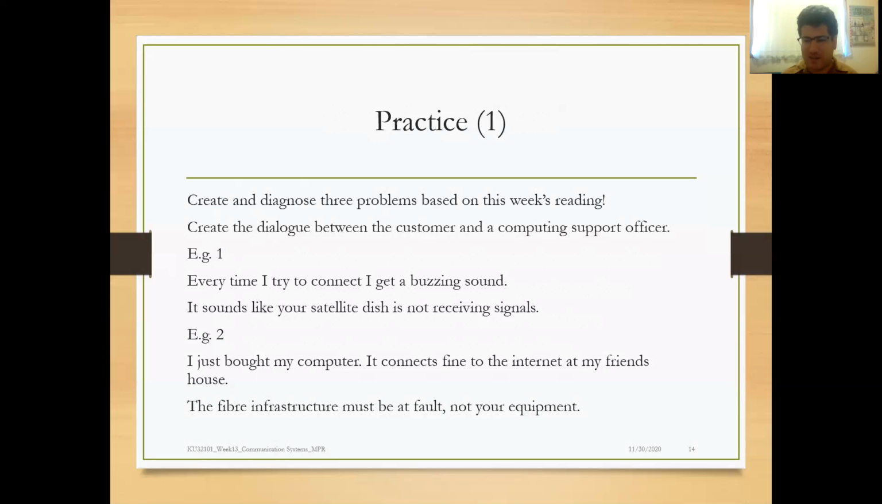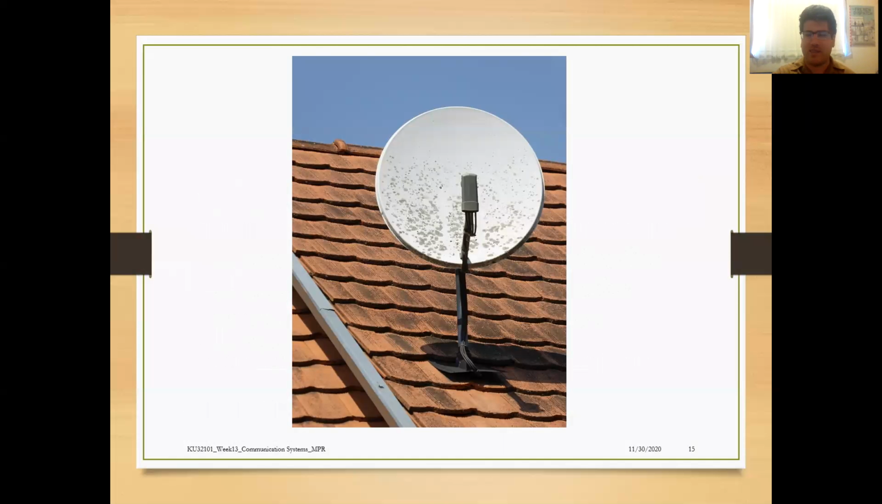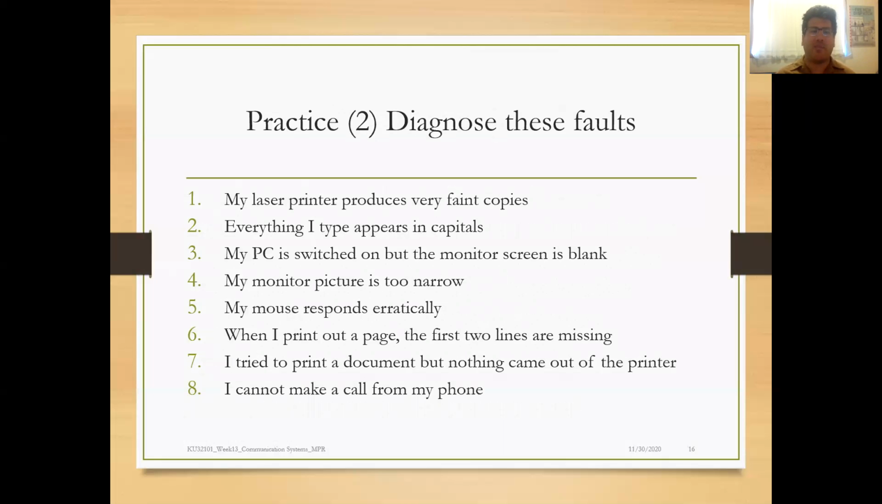In this practice, you can create the problem, and then you can choose the level of certainty you want. There are many possible ways of answering here. It's open to you to be a bit creative, but you need to base all of your problems on the reading. We have a satellite dish. All right, and then practice 2, we have a list of faults here, and you have to diagnose the faults.